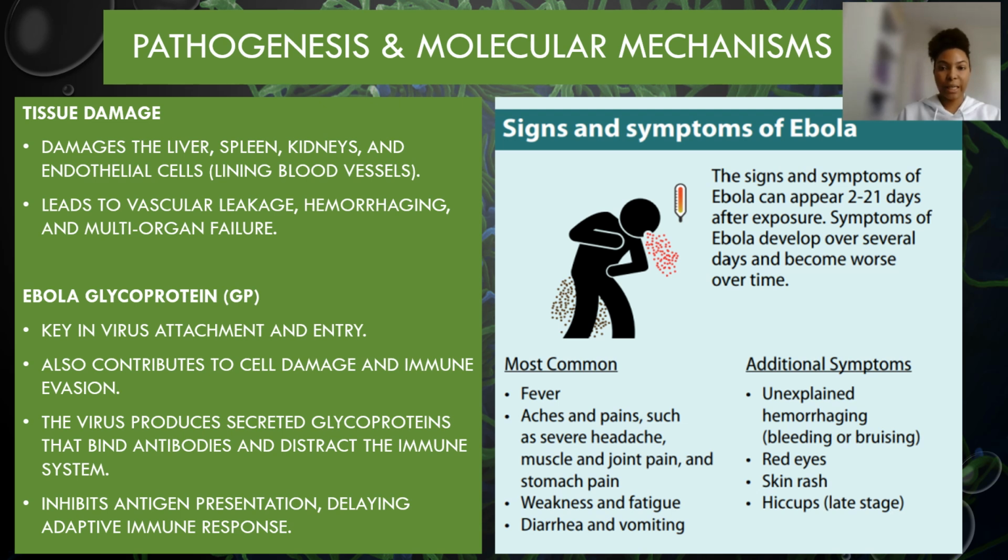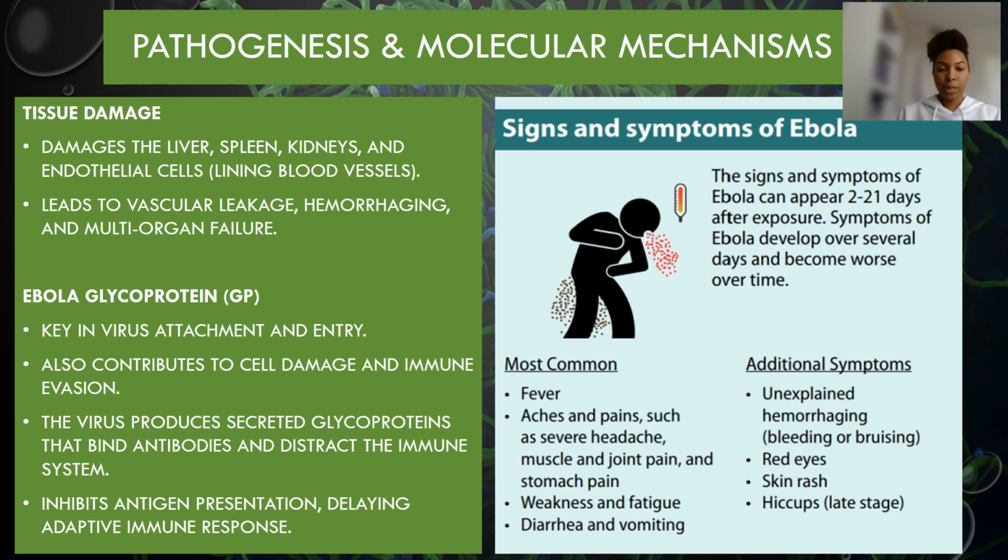Continuation of pathogenesis and molecular mechanisms. The Ebola virus is also responsible for tissue damage upon infection. Damages include the liver, the spleen, kidneys, and endothelial cells, which are those lining blood vessels, which we saw in the previous slide. This leads to vascular leakage, hemorrhaging, and multi-organ failure.